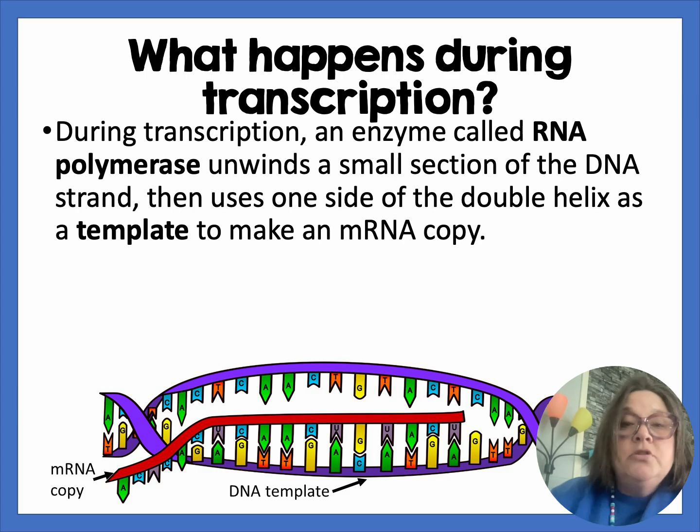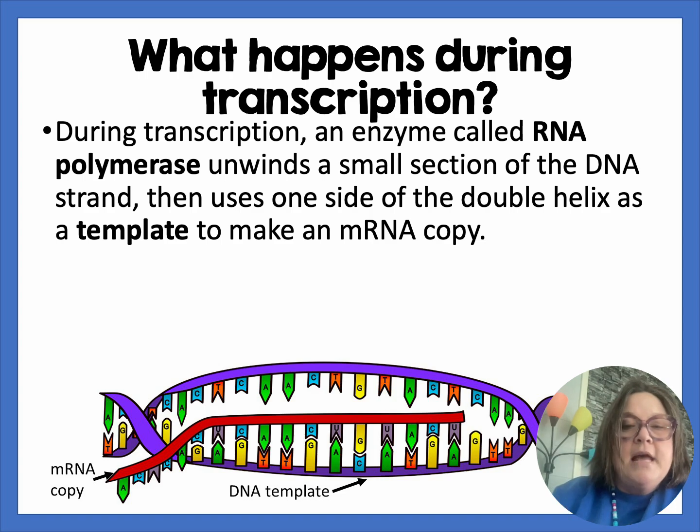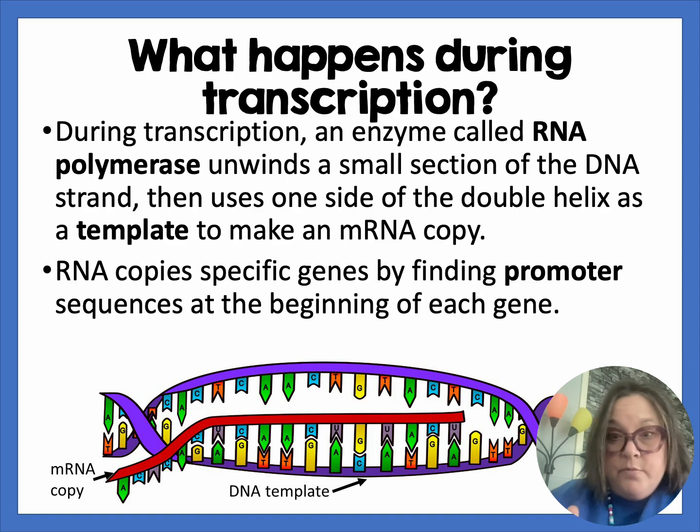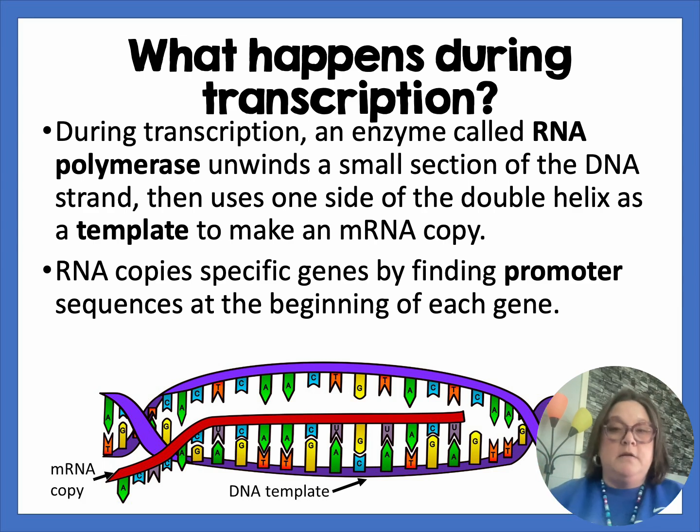What actually happens during transcription? Well, you have an enzyme called RNA polymerase. It unwinds a small section of the DNA. The unwinding is the unraveling, taking it from the twist into something straight, and then it uses one side as a template to make the messenger RNA copy. Remember we said that was like the parent side. So it takes a copy of that, and the RNA copies specific genes by finding promoter sequences at the beginning of each gene.